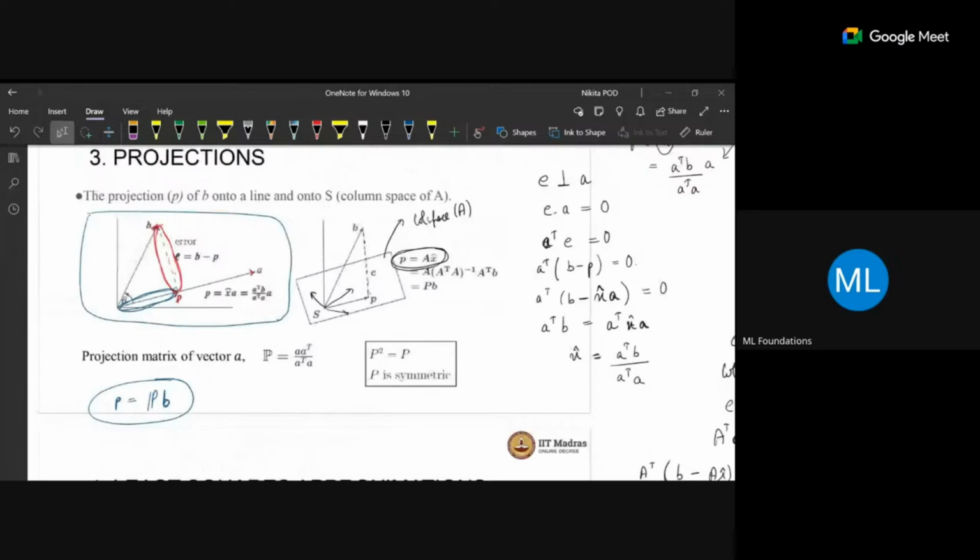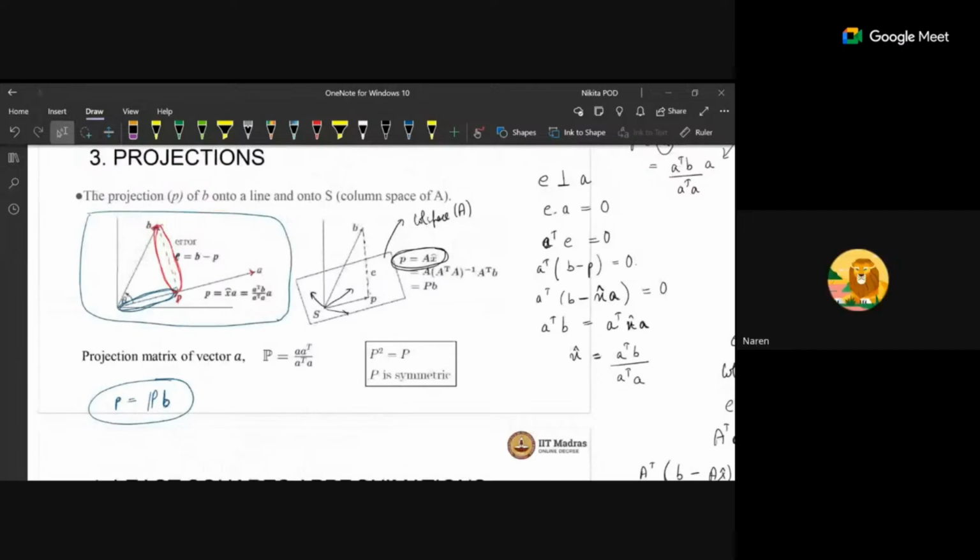So you want to project B onto A, right? This will be the projection of B onto A. So it is not B transpose A, it is A transpose B by A transpose A, times A, correct?